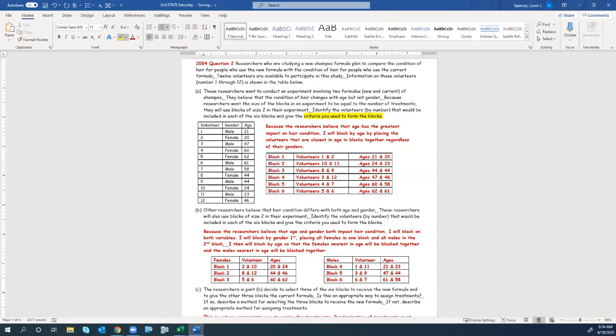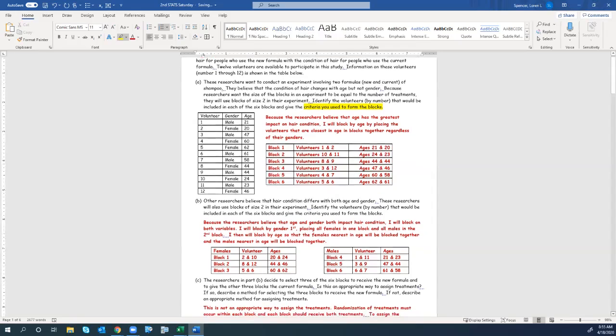And the reason I'm blocking by age is because I believe that it's the variable that will have the greatest impact. So in this case, because the researchers believe that age has the greatest impact on hair condition, I will block by age. And how am I going to do that? Closest age in a block together, and I'm not going to worry about gender. You do not need to say regardless of gender. I included that for your information, but you needed to have your 6 blocks, and then you needed to say I'm blocking by age because we believe it has the greatest impact on the study. Okay.